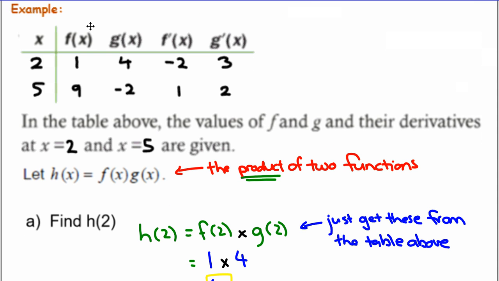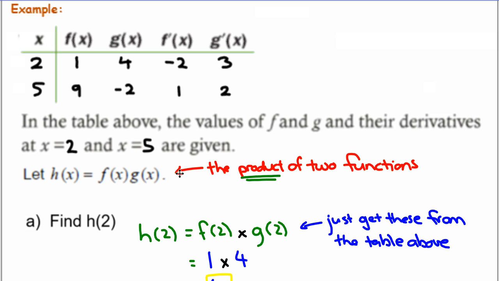So you've got a table here, and it says in the table above, the values of f and g, and their derivatives, f dash x and g dash x, at x equals 2 and x equals 5 are given. So we're given some values of the original functions, the y values, and the derivatives at x equals 2, and the same for at x equals 5. They also state in the question that h of x, a different function, equals f of x, g of x. So what does that mean? That means f of x times g of x.